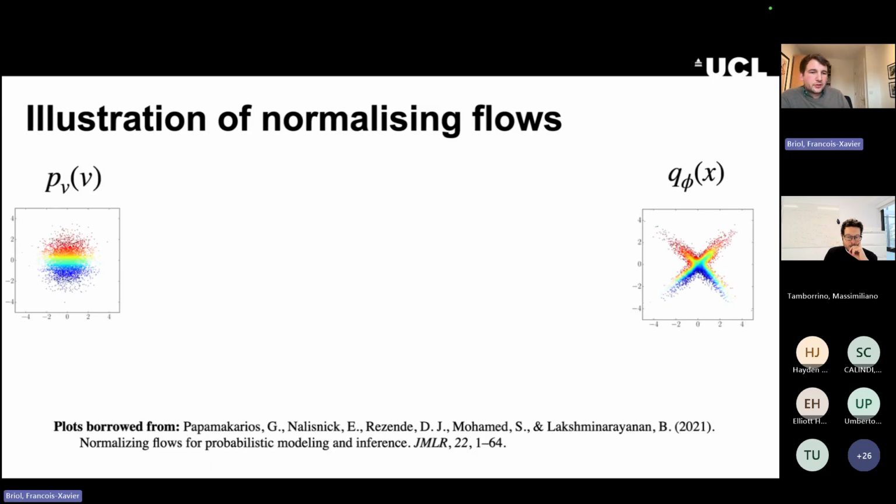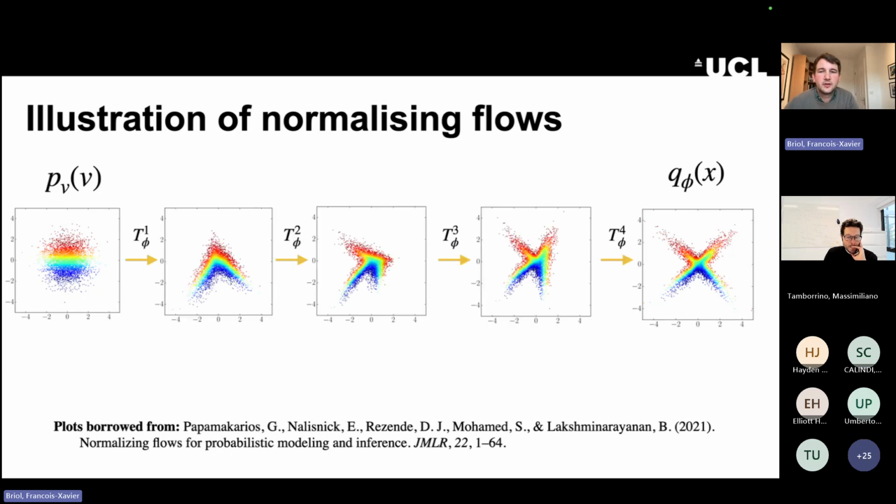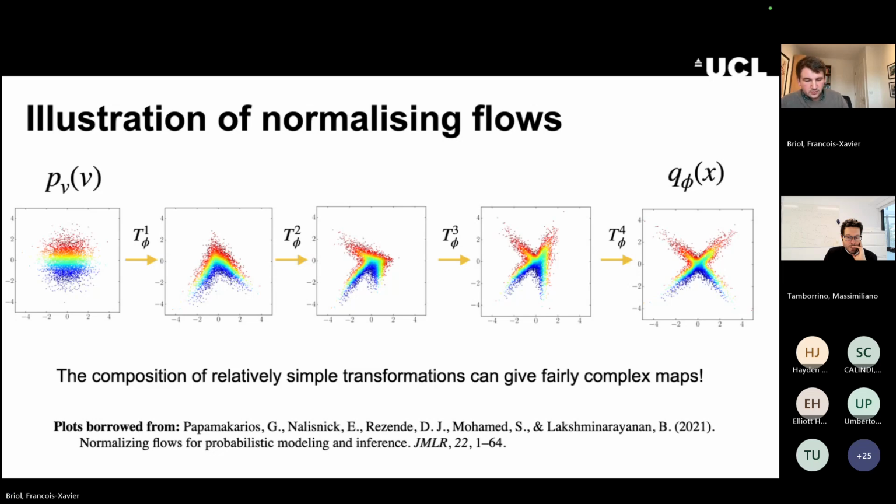I borrowed these plots from a review paper from a few years ago, which explains the concept. Imagine you have a fairly simple distribution at the start that looks like a Gaussian. I can apply simple transformations several times, and then I can start having much more flexible distributions. That's basically the intuition you should have in your head when you think about normalizing flows.